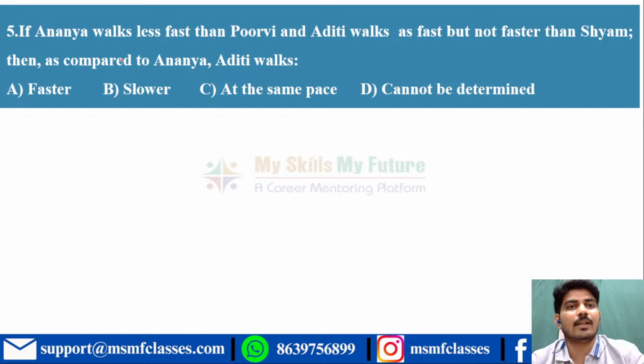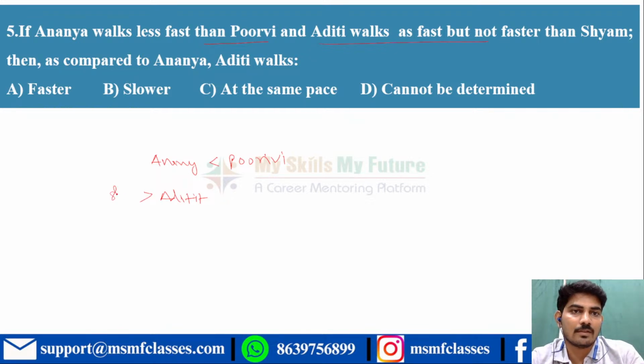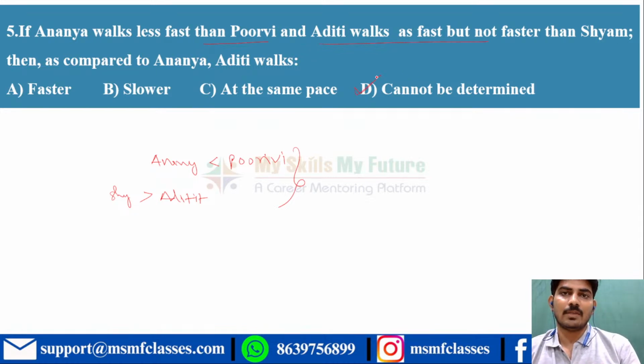If Ananya walks less fast than Purvi and Aditi walks as fast as but not faster than Shyam, then as compared to Ananya, Aditi walks. So what is given in the question? Ananya walks less than Purvi. Next, Aditi walks as fast as but not faster than Shyam, so Shyam is greater than Aditi. But from these relations, we are unable to find the connection between these two statements. If we were able to find the connection, we could give the answer. So for the time being, the answer for this question is cannot be determined. Why? Because we are unable to find the relation.